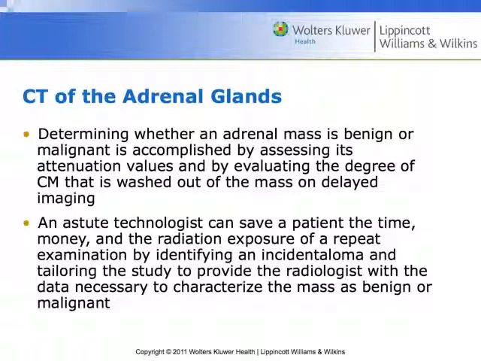And again, the way that we're going to be able to determine what the characteristics of the adrenal mass are is by assessing their attenuation value and by evaluating the degree of iodinated contrast that is washed out of the mass on delayed imaging. So most CT abdomen pelvis protocols with IV contrast call for delayed imaging through the kidneys, ureters, and bladder. What we're talking about is on that delayed imaging, just scanning a little bit higher to include all of both adrenal glands in the case that there is an incidentaloma.